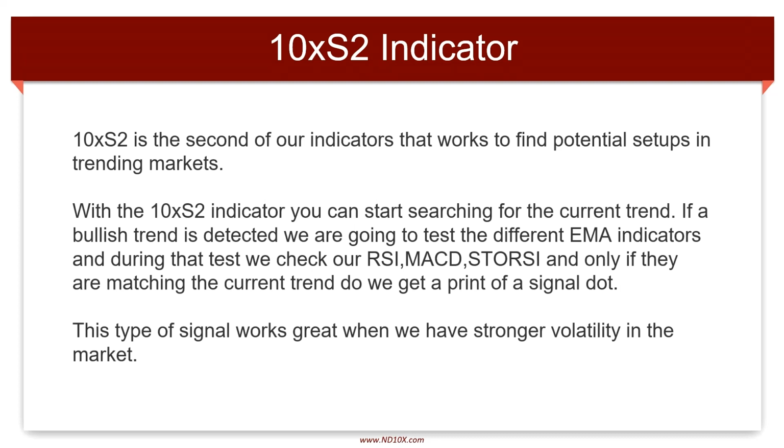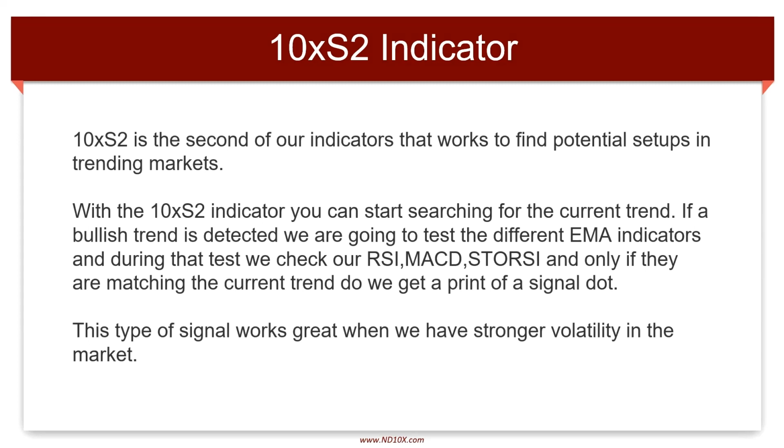10X S2 indicator. 10X S2 is the second of our indicators that works to find potential setups in trending markets. With the 10X S2 indicator, you can start searching for the current trend. If a bullish trend is detected, we are going to test the different EMA indicators, and during that test, we check our RSI, MACD, and Stochastic RSI. And only if they are matching the current trend do we get the print of a signal dot. This type of signal works great when we have stronger volatility in the market.